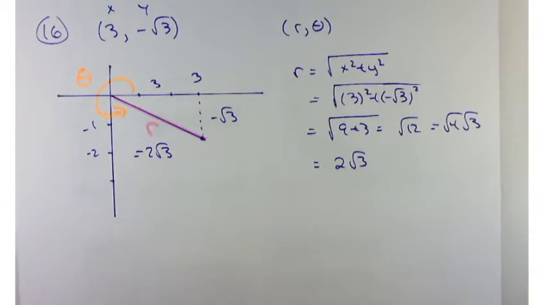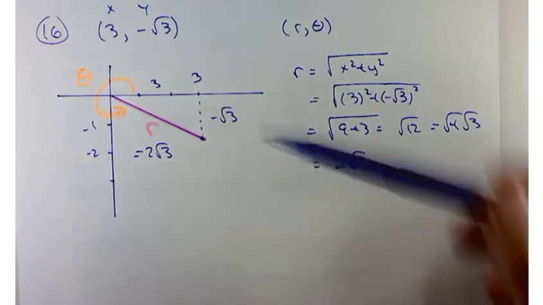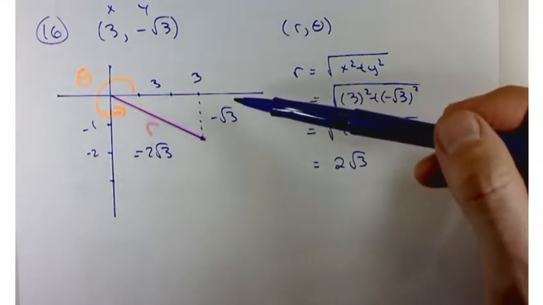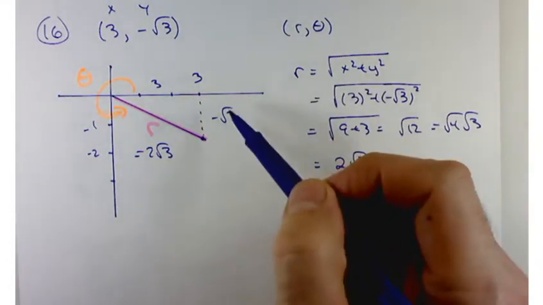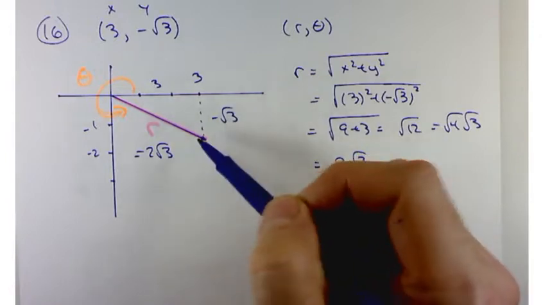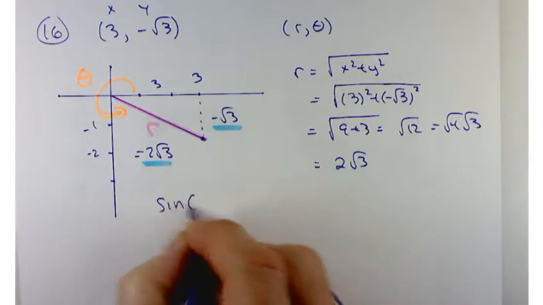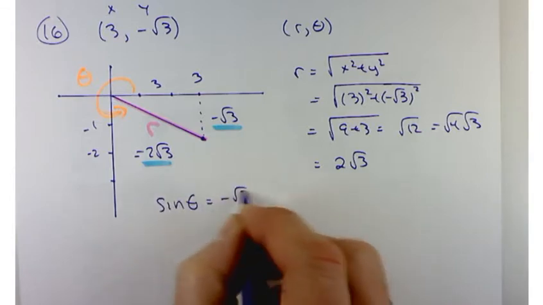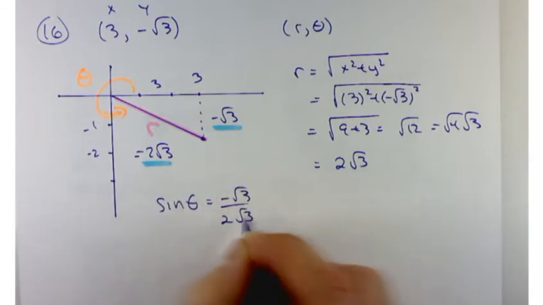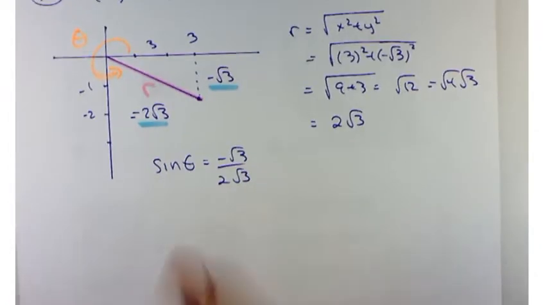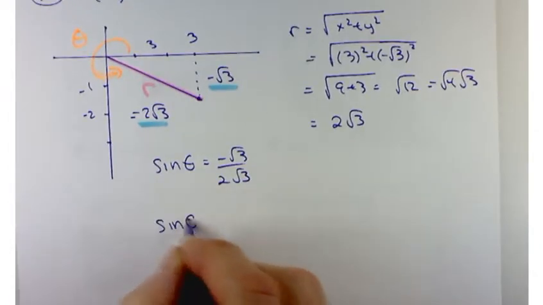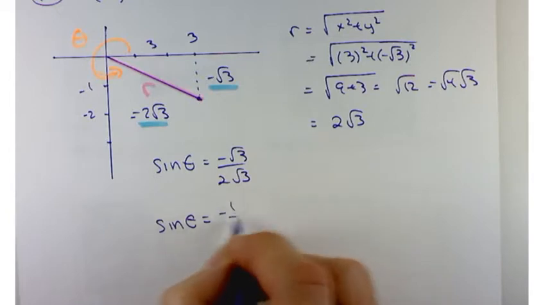If you're figuring out theta, you've got a couple good choices, but one nice one is the sine of theta. Because if you calculate the sine of theta and you've taken the time to simplify your radius like this, you get that the sine of theta equals negative root 3 over 2 square roots of 3. And what magical thing happens? Yeah, you get negative 1/2.